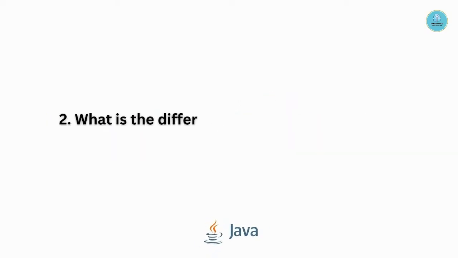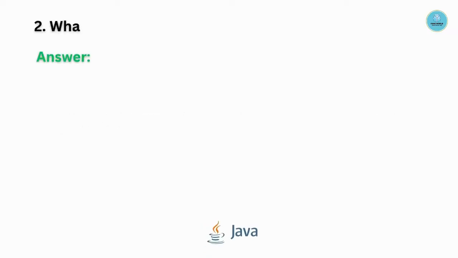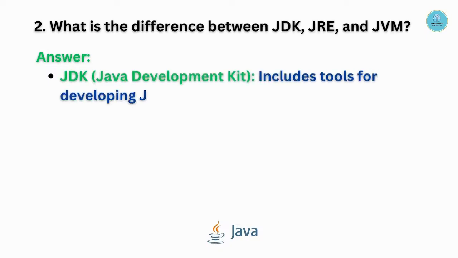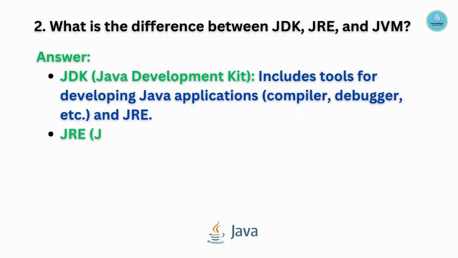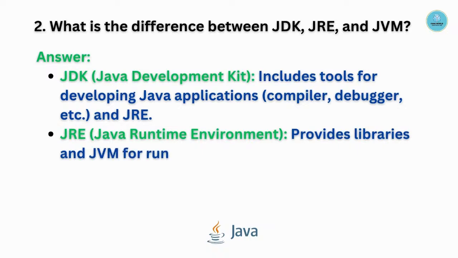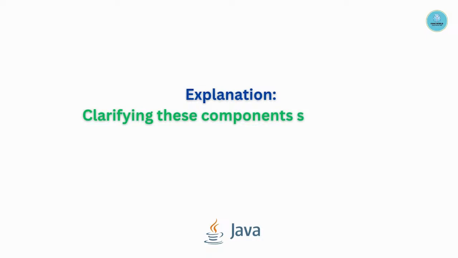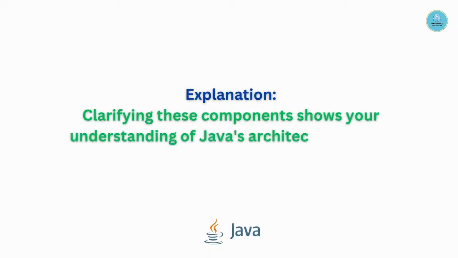Question 2. What is the difference between JDK, JRE and JVM? JDK stands for Java Development Kit. It includes tools for developing Java applications, compiler, debugger, etc. And JRE is nothing but the Java runtime environment. It provides libraries and JVM for running Java applications. Then comes the JVM, that is the Java Virtual Machine. It executes Java bytecode, ensuring platform independence. Clarifying these components shows your understanding of Java architecture and its ecosystem.